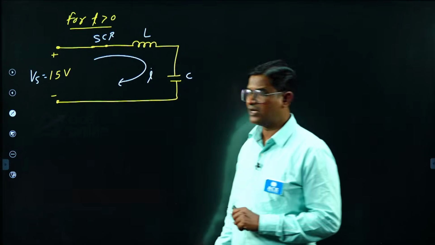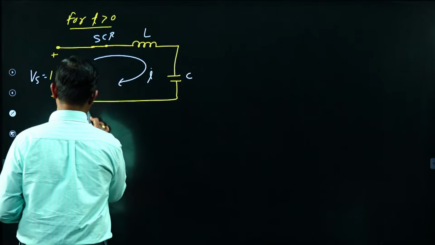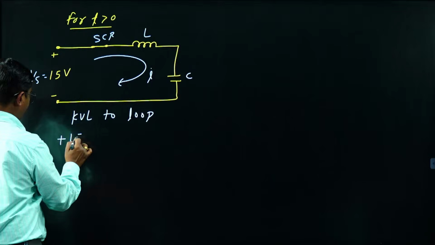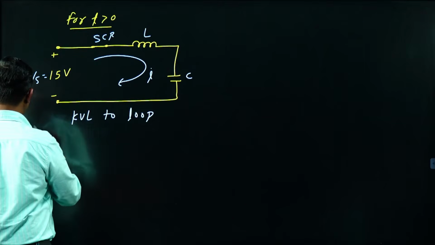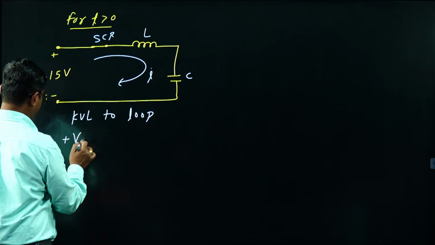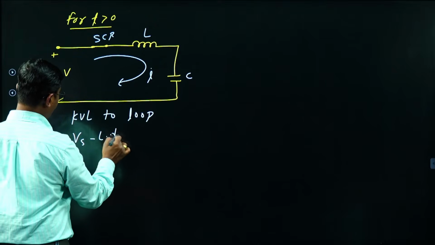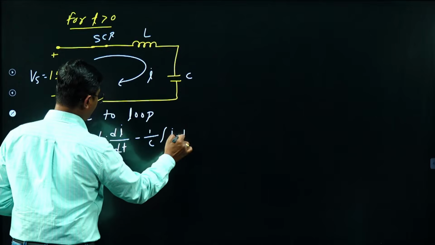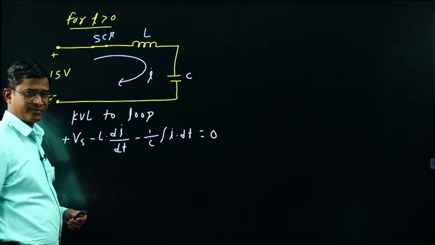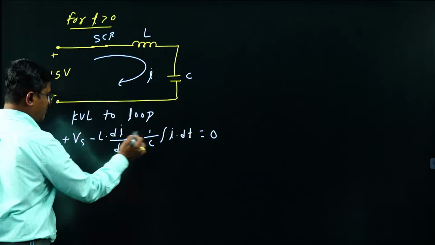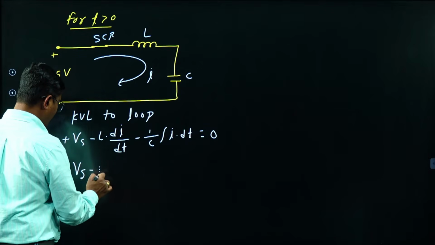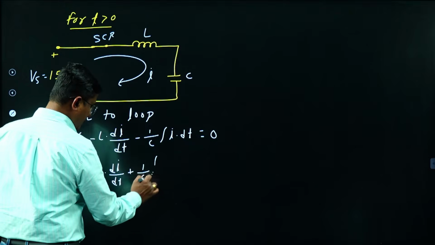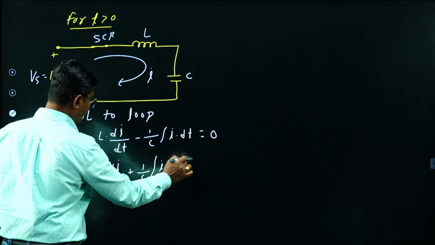Here simply apply KVL to the loop. I will be getting plus Vs, let me write in terms of Vs, plus Vs minus L into di by dt minus 1 by C integration of I into dt equal to 0. Now shift these terms to the right hand side. So Vs equal to L into di by dt plus 1 by C integration I into dt.